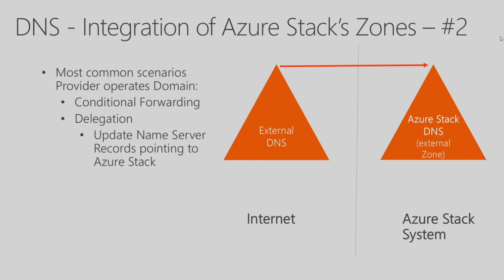Now, going the next step when we talk DNS integration, when we get to the point to publish Azure Stack to the internet, we need to think about how I make sure that I can resolve my Azure Stack endpoints from the internet. The most common scenario here is you have the domain registered at a provider, and you modify the registrar's entry to point to the name servers of Azure Stack, or you configure conditional forwarding on that external DNS server provided by the registrar of that DNS domain name.